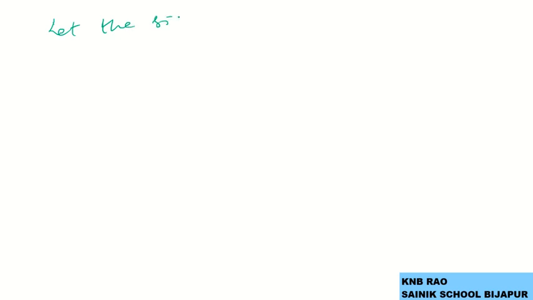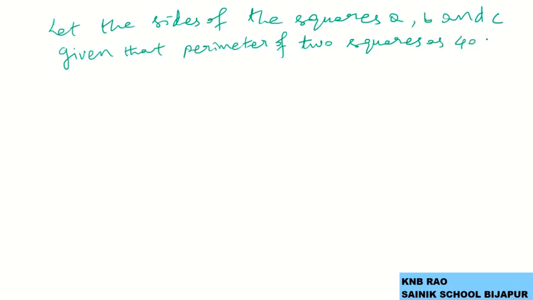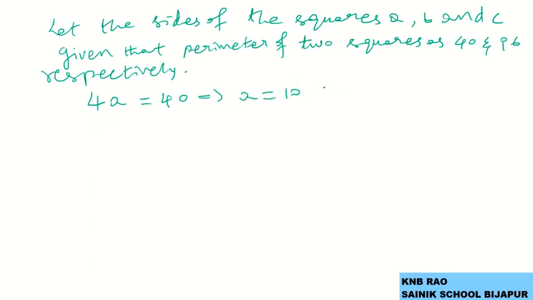let the sides of the squares be A, B and C. Given that the perimeters of the two squares are 40 and 96 respectively, 4A equals 40 implies A equals 10, and 4B equals 96 implies B equals 24 meters.